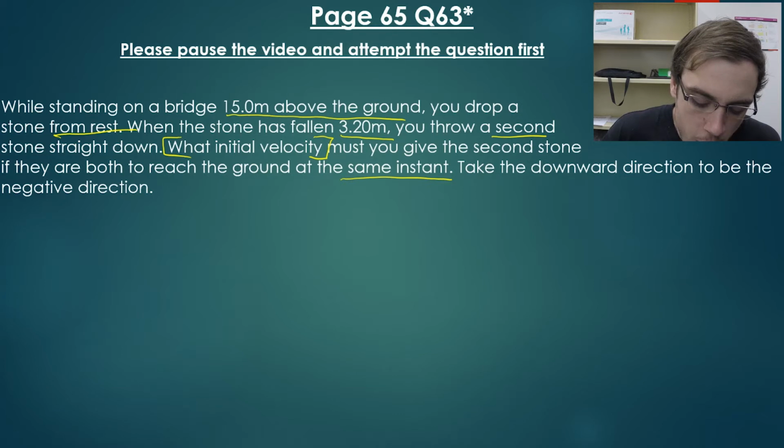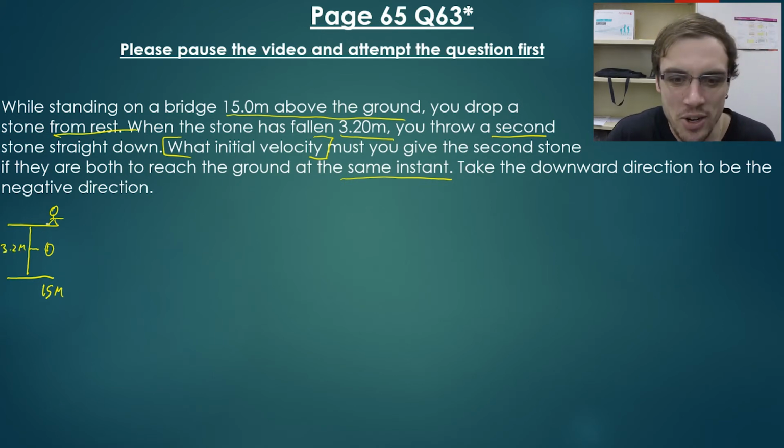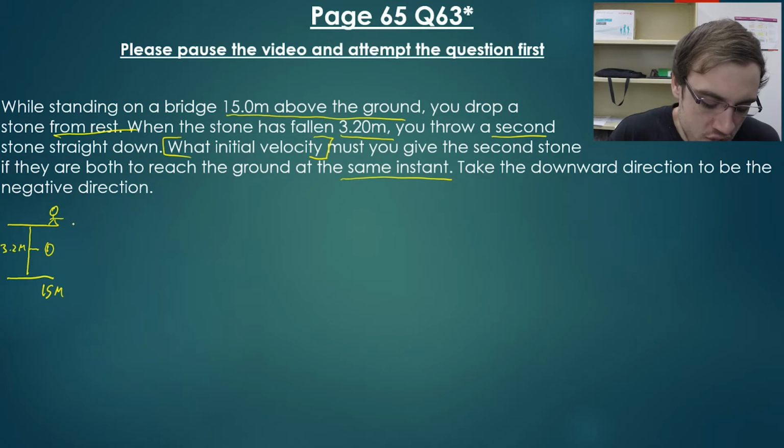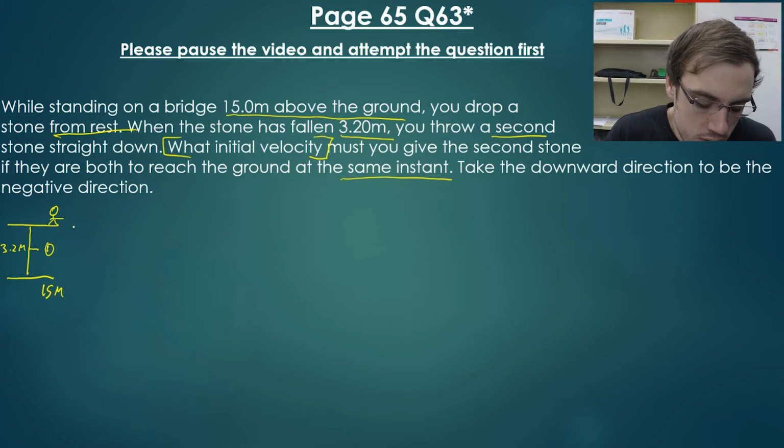The big thing that's popping out at me here, and I'm not going to try and draw a bridge, sorry, is our main distance. We've got someone standing up there dropping a stone 15 meters, so down here will be 15 above the ground. Now as the first rock, which we'll call 1, drops down 3.2 meters, a second stone is thrown. My scale's a bit off, don't judge. So it means it's not starting from rest, it's actually thrown downwards.